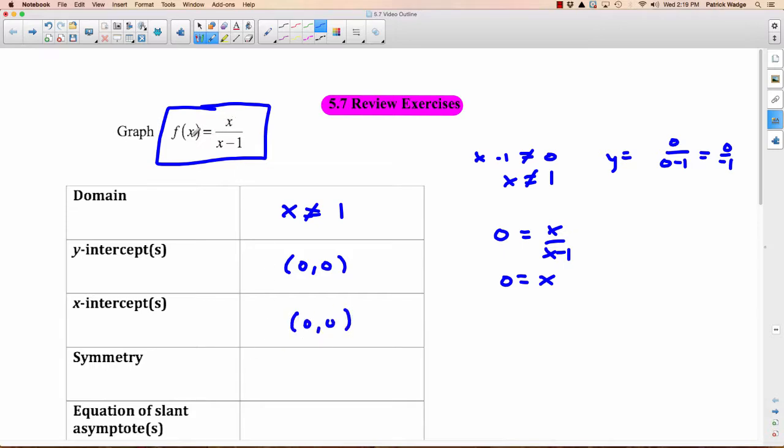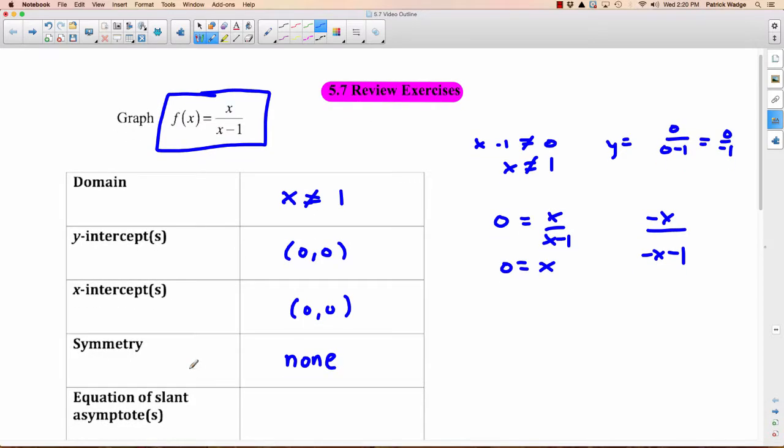Symmetry, we put negative x in here. We want to know what f of negative x equals. So you'd have negative x on top, and on bottom you'd have negative x minus 1. Is that exactly the same as what we started with? No. Is that the negation of what we started with? Almost, but not quite, because the negative 1 stayed the same. So it's not odd, it's not even. You'd put none, or neither, or I suppose not applicable, whatever.